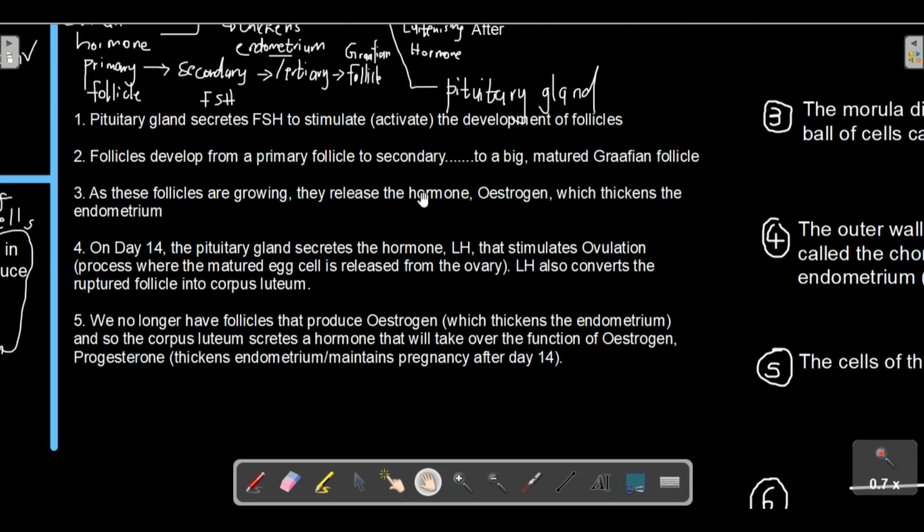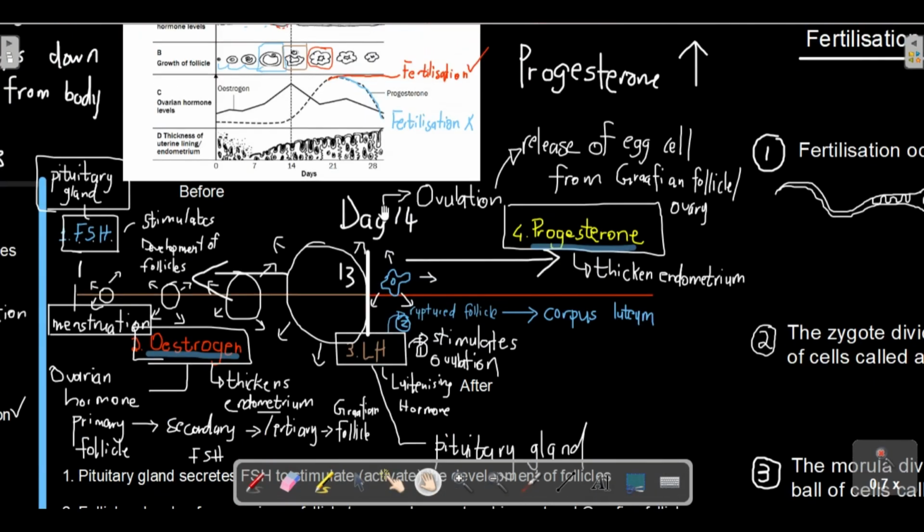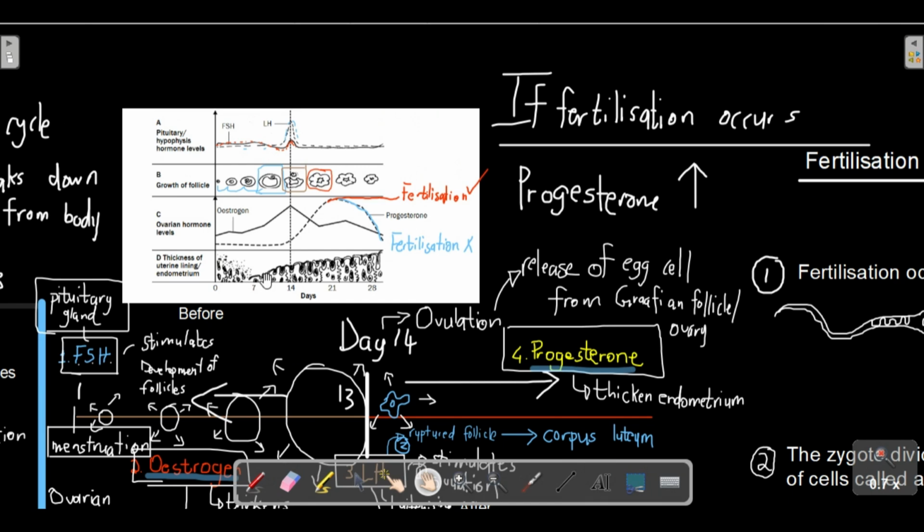Know the different types of hormones and their roles. Know the functions of these hormones and the glands that produce these hormones. Know the levels of these hormones graphically, okay?